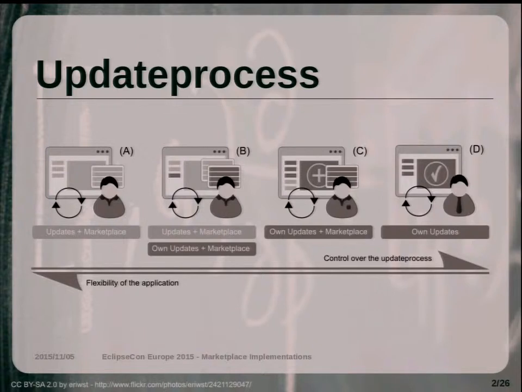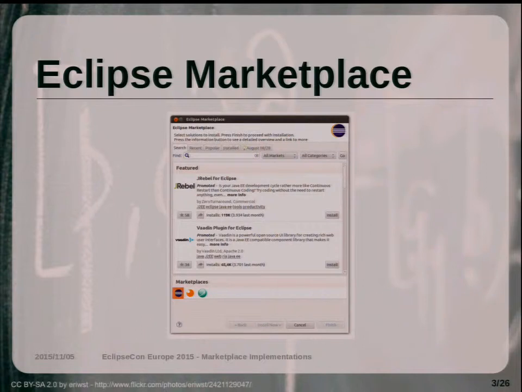And so we have control of the update process, but on the other side, we have no flexibility from the user side. Here we have a high flexibility. And the thing in between is to offer an own marketplace where you have a bit of flexibility, but you have a good control about what you deliver, and you can test it before.